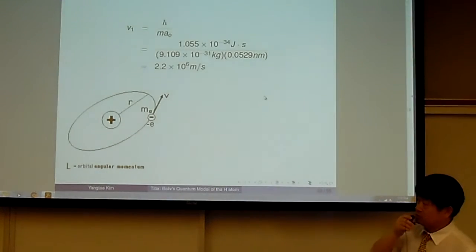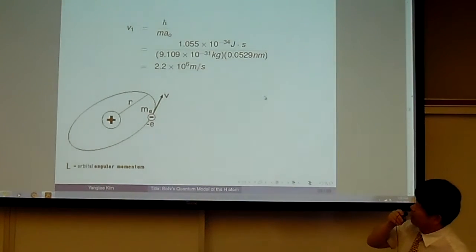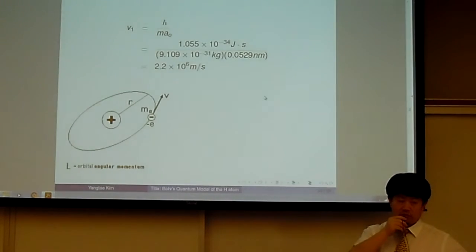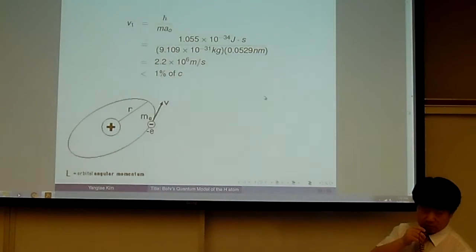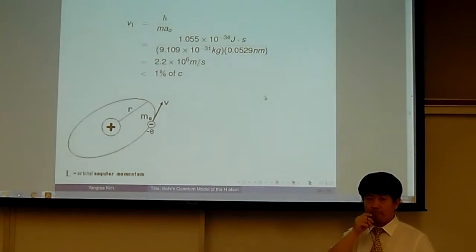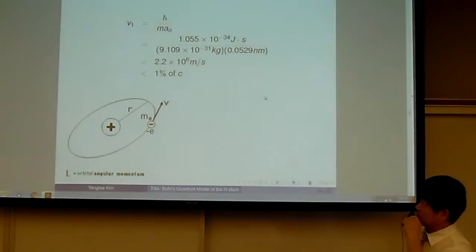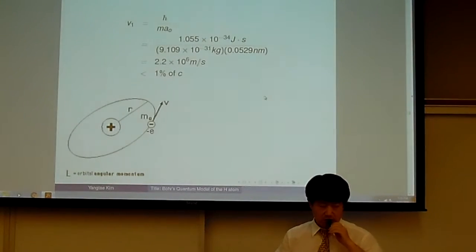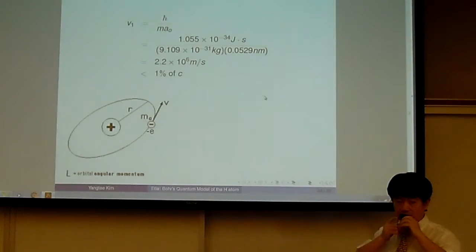In that case, n is 1, then ħ over m a naught. If you calculate this, with the ħ value, m value, and a naught value, then we have 2.2 times 10 to the 6 meter per second. This value, if you compare with the speed of light in vacuum, is just less than 1% of the speed of light. The c, speed of light, is 3 times 10 to the 8 meter per second.